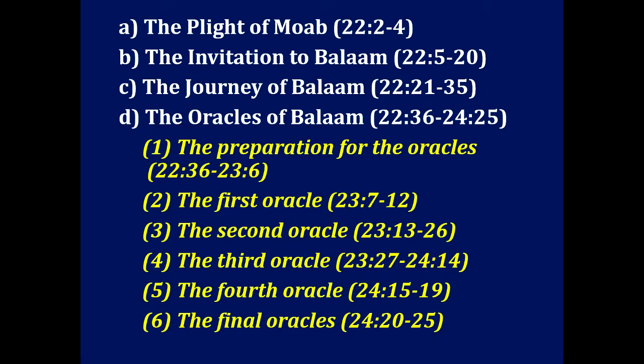So we have the preparation for the oracles that come in 22:36 through 23:6, and then we have the series of oracles, and then the final one given in 24:20 through 25. You can read through those, but again, the overall fact is that God would not allow him to curse them, only to bless them. And again, God's faithfulness in the midst of their unfaithfulness to him.